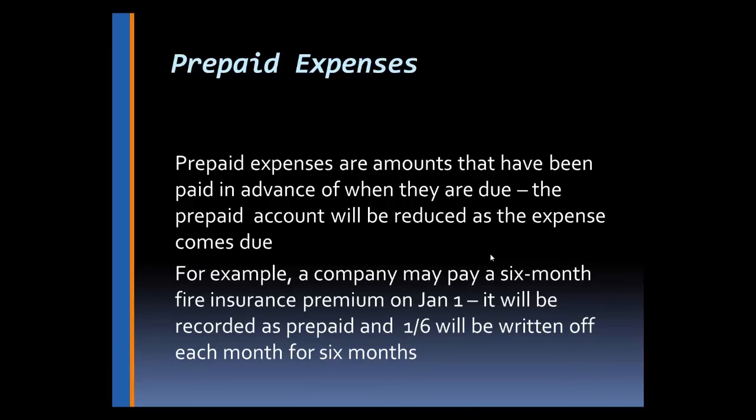So we book it as a prepaid item when we pay the premium, and then each month we will write off 1/6 of the premium for each of the 6 months. So at the end of January, we will have 5 months left. At the end of February, we'll have 4 months left. At the end of June, there'll be nothing left in the prepaid insurance account. Again, this account allows us to properly match our expenditures against our revenue on the accrual basis.